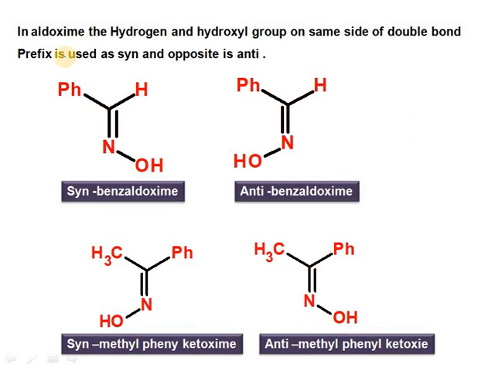Now, we look at aldoximes. In aldoximes, we compare the hydrogen and the hydroxyl group. When they are on the same side of the double bond, the prefix we use is syn. When they are opposite, it is called anti.